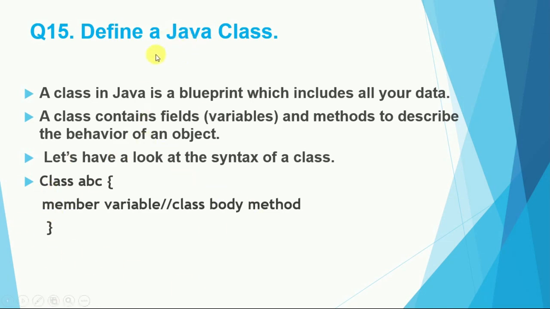So what is a class in Java? A class is simply a blueprint which includes all your data. A class contains fields, variables, and methods to describe the behavior of an object. For the basic syntax, we only need to use the class keyword and a user-defined class name, and whatever members, variables, and methods you want can be included in this class. So a class is simply a blueprint which can include all your data.